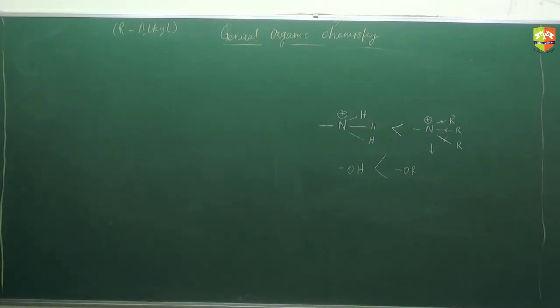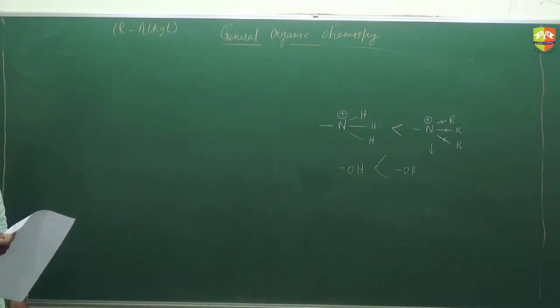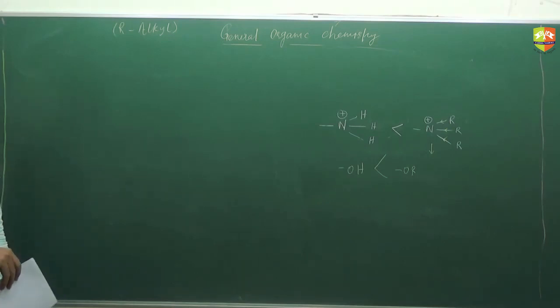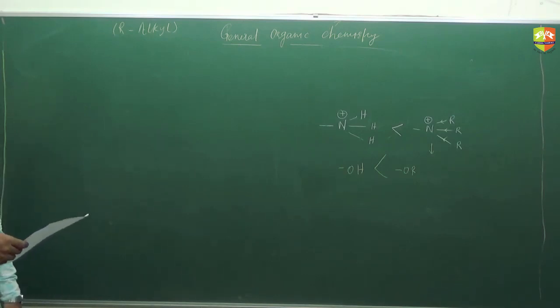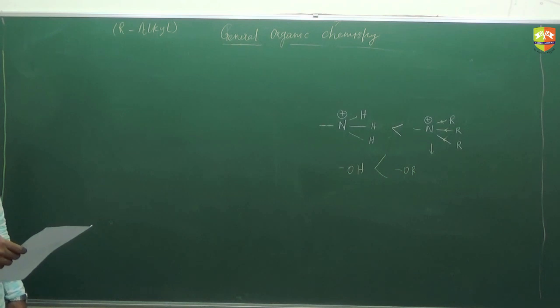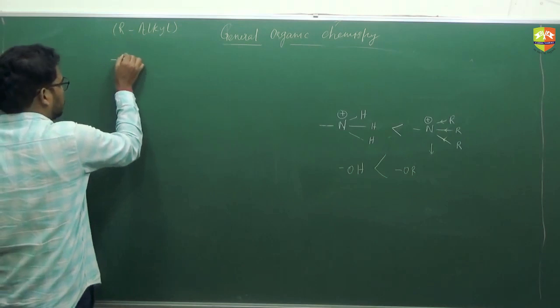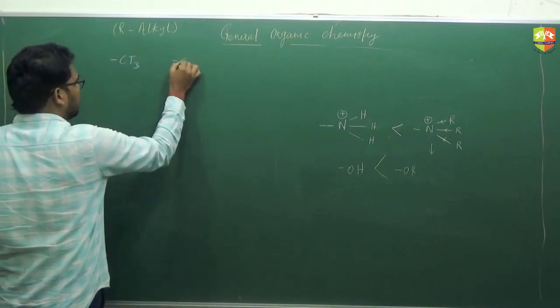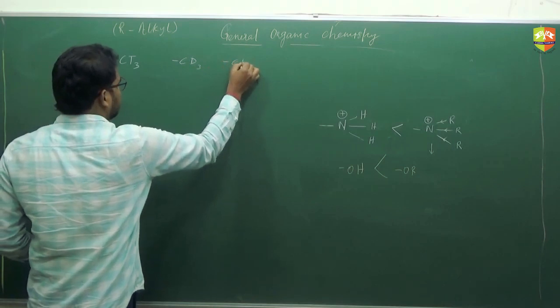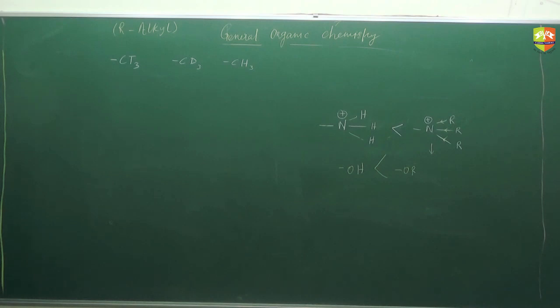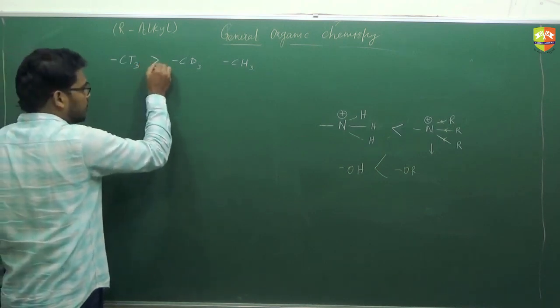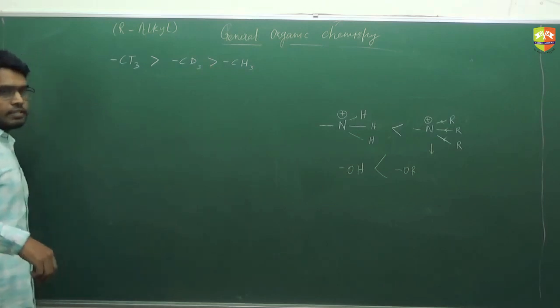Plus I group. These are the electron withdrawing group. These are the electron releasing, not withdrawing, sorry. Electron releasing group. All alkyl groups are electron releasing group. If you take the isotopes of hydrogen, like CT3, CD3, and CH3, tritium, deuterium, and protium. Okay, hydrogen we have here. So for this, the order for CT3 is more than that of CD3 and CH3.